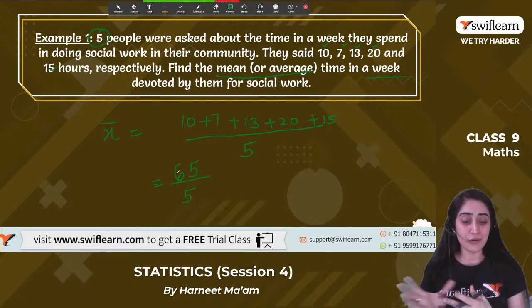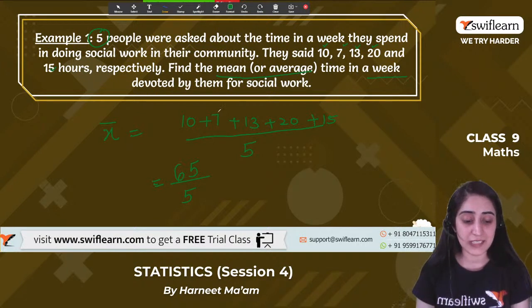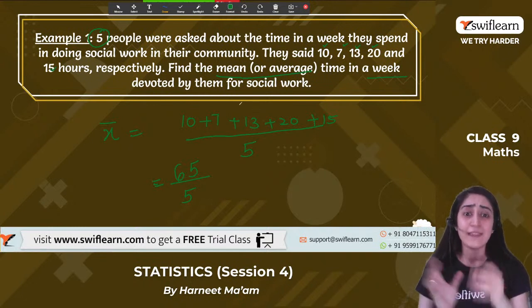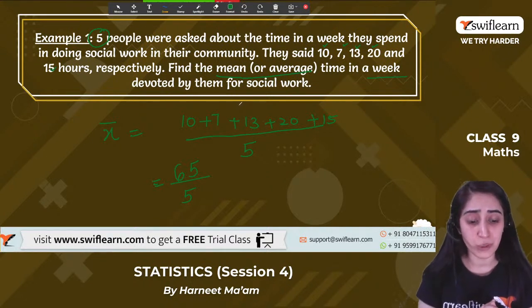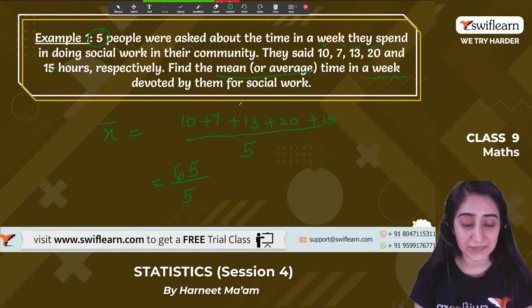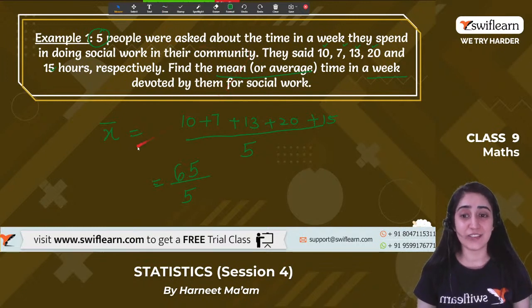So what do we add and get? 10 plus 7, 17. 17 plus 13, what did it come out to be? And then adding 20 and then 15. What's the answer? Ankit said 65. So what's your answer? Is it 65? All right, so let's see. Is that answer right or not?